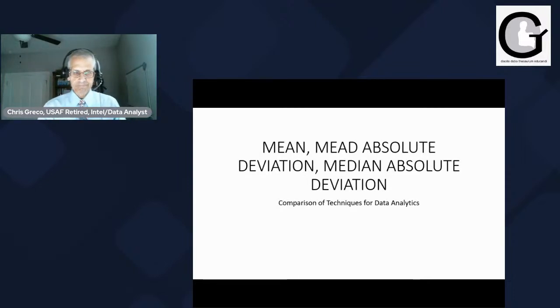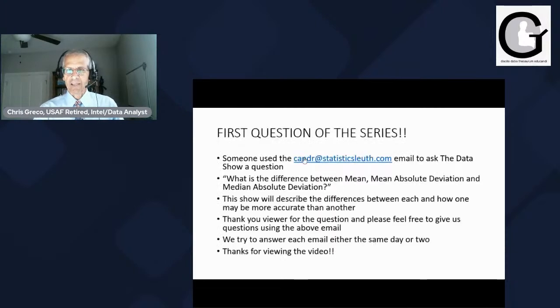Very important. So today, mean absolute deviation and median absolute deviation. Sorry about the misspelling here. It's supposed to be mean, M-E-A-N, absolute deviation. So that's what we're going to talk about today.